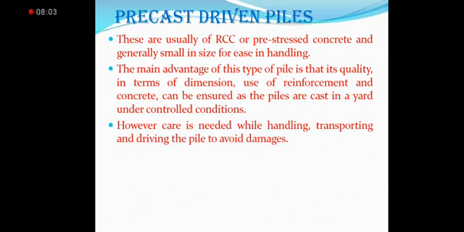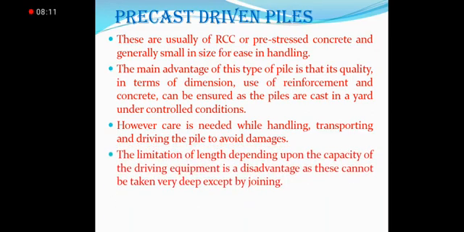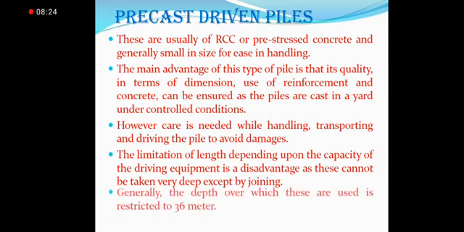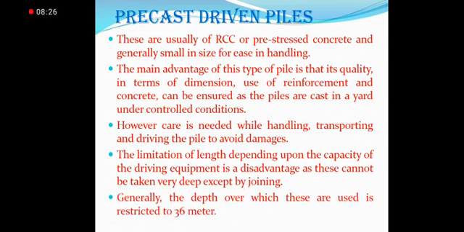However, care is needed while handling, transporting and driving the pile to avoid damage. The limitation of length depending upon the capacity of the driving equipment is a disadvantage, as these cannot be taken to a very deep extent by joining. Generally, the depth over which these are used is restricted to 36 meters.